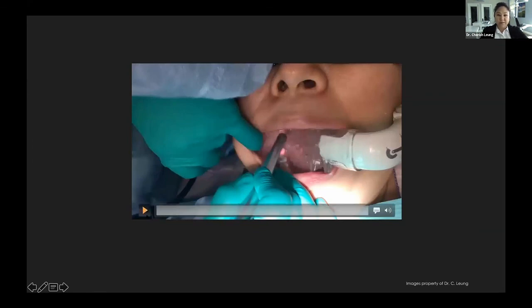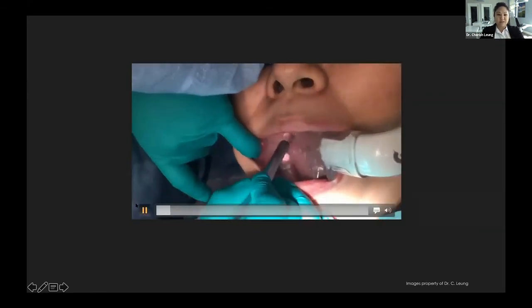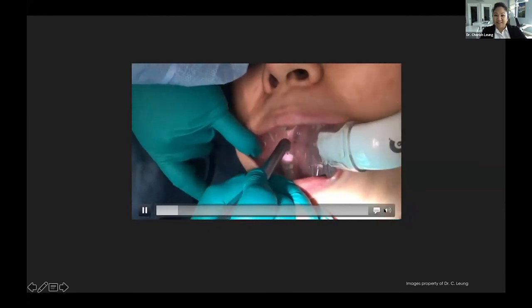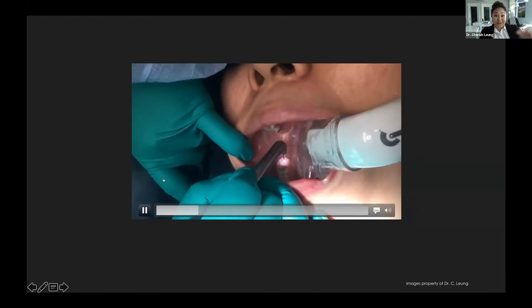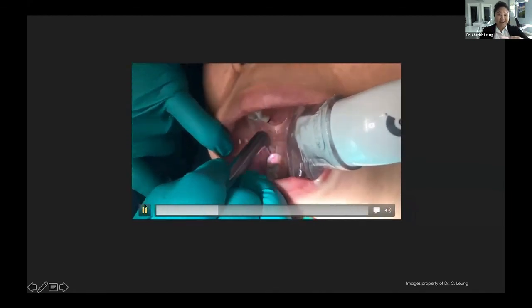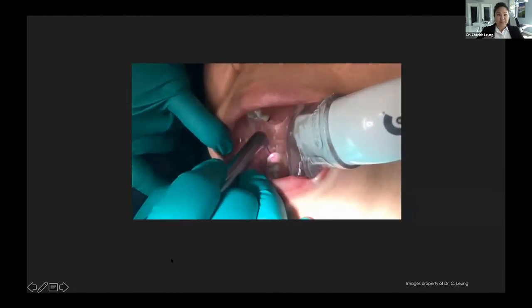This is just an example of how we do a hard tissue. Oh my gosh, sorry, I didn't turn the sound off. Well, you can hear the sound of the handpiece. That's what it sounds like when you do it. It sounds like popcorn popping, so it's kind of scary sounding.